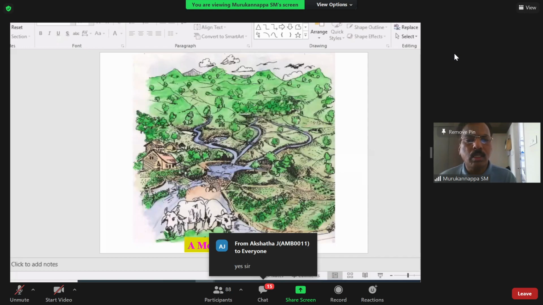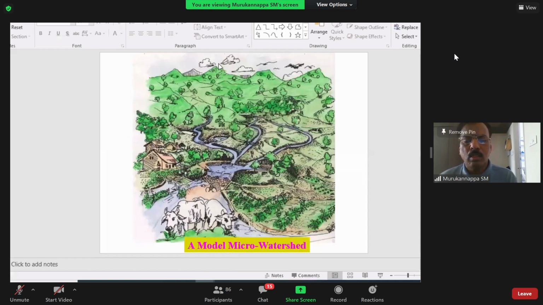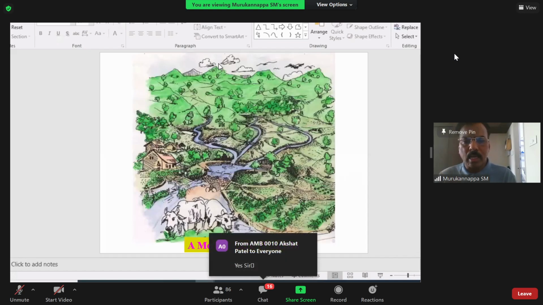Okay, is it clear now? Is it clear, all of you? So whatever the conservational measures you have to take, that is under the dryland situation or the rain-fed areas. Did you clear?